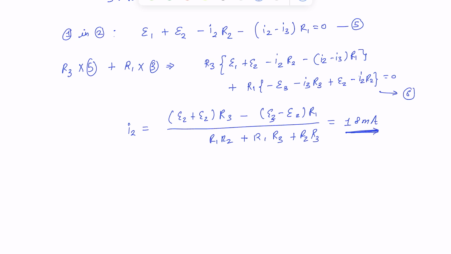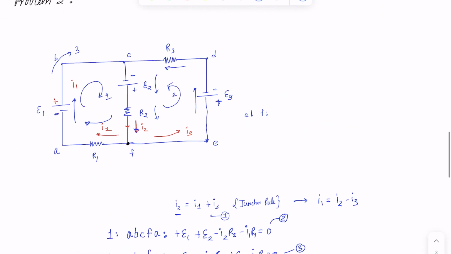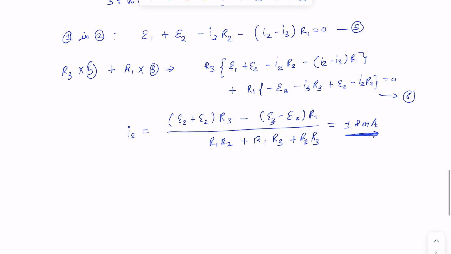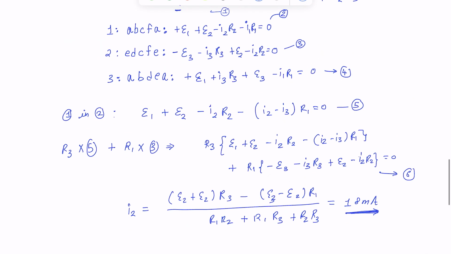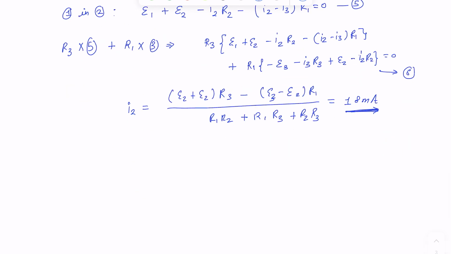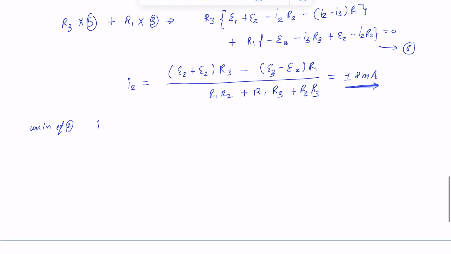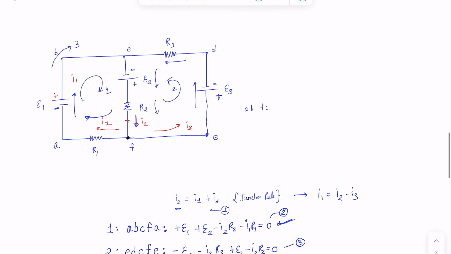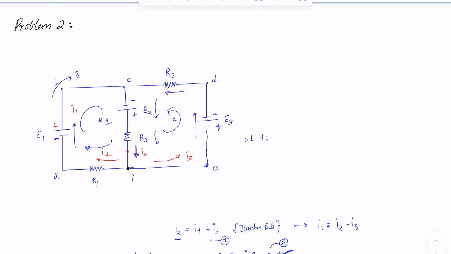Just a point here, because the I2 we got was positive, that means that the direction of the current we assumed here is correct. Now once you've got I2, you can use equation 2 to figure out I1. I1 is equal to epsilon 1 epsilon 2 I2 R2 divided by R1, and then you should get 37 milliampere as your answer. Again, we get this answer to be positive. That means the direction of I1 that we chose in the beginning is correct.